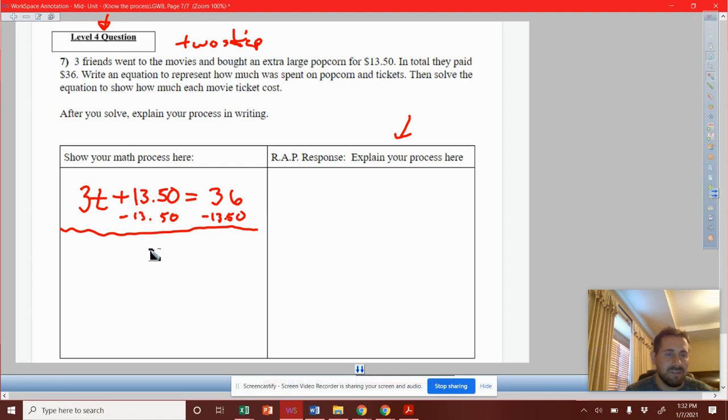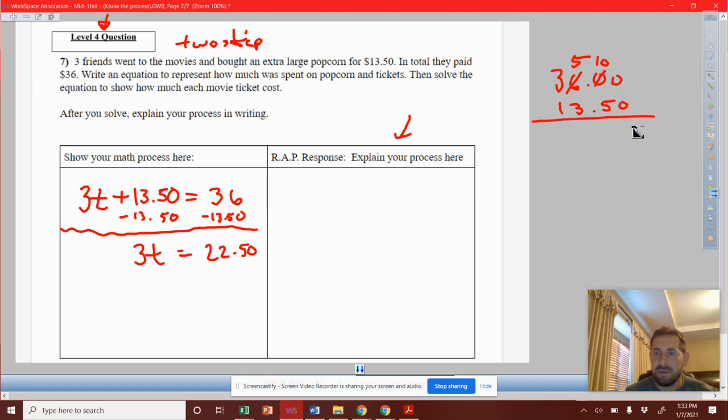These go away, but we still have 3 tickets. But then we have 36 minus 13.50, and I believe we end up getting 22.50 when we do that. Okay, $36. I'm going to insert my zeros, and I'm going to do 13.50. So we're going to end up borrowing from the 6, turning into 5. This turns into 10.